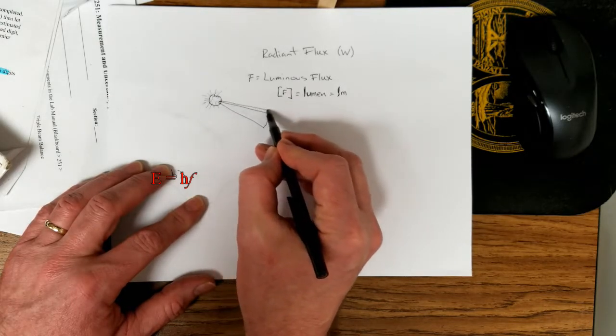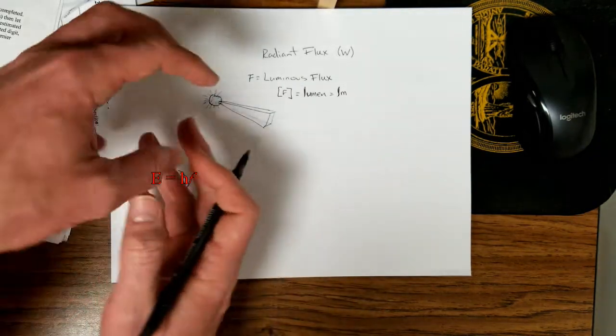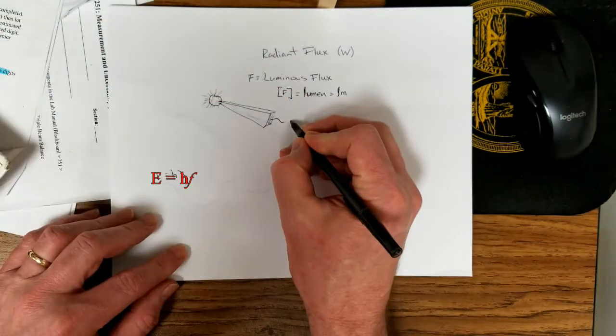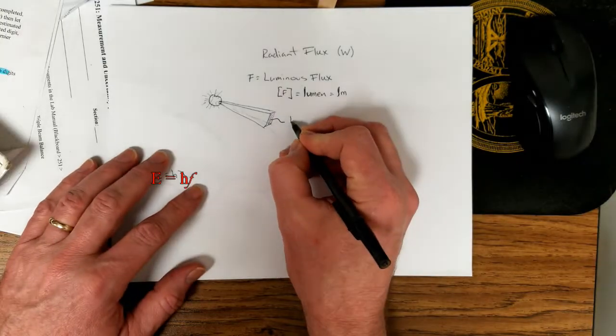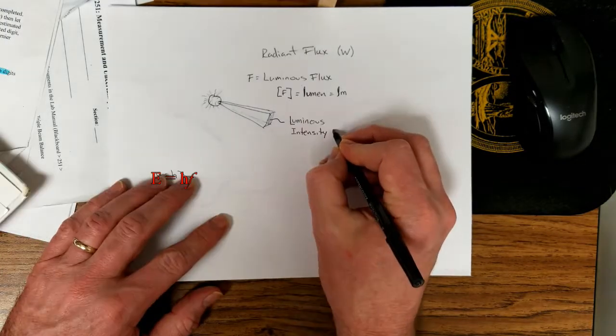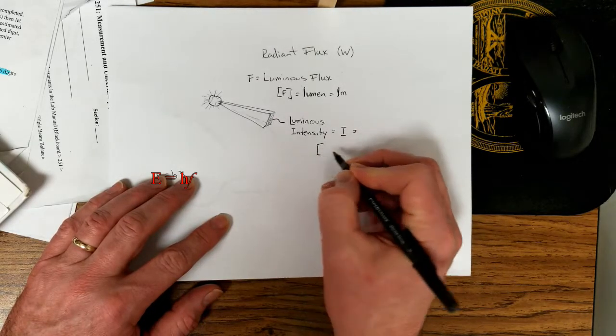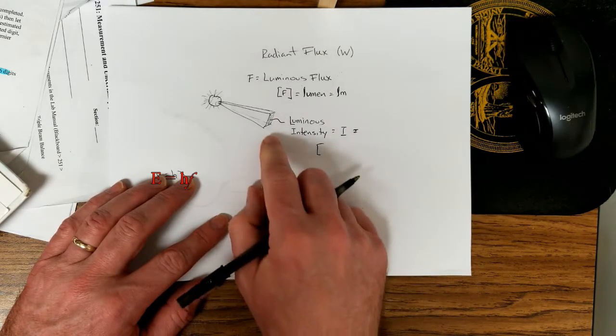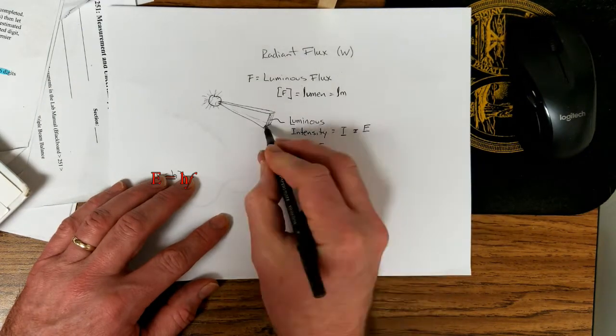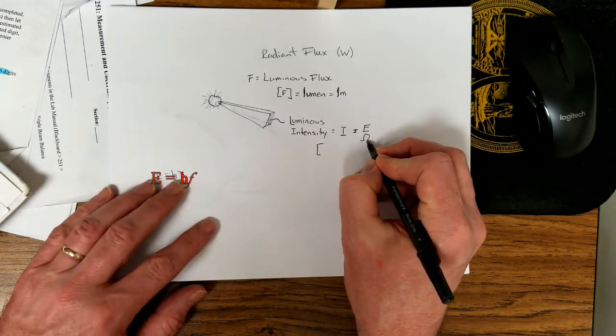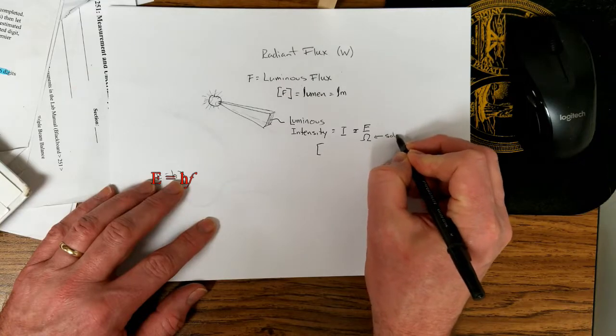But if we focus in on just part of this, let's see how well I can draw a 3D drawing here. So if we're looking at sort of the amount that comes in this cone, then we are looking at what is known as the luminous intensity. And the symbol that the book uses is I for that. And so this is the luminous flux per solid angle. So that's a symbol for a solid angle.